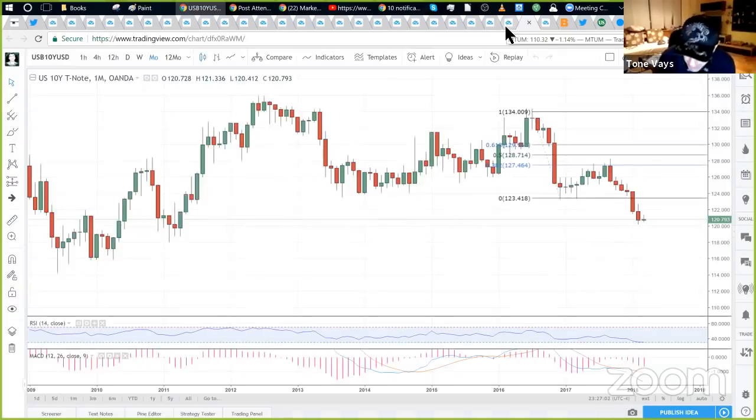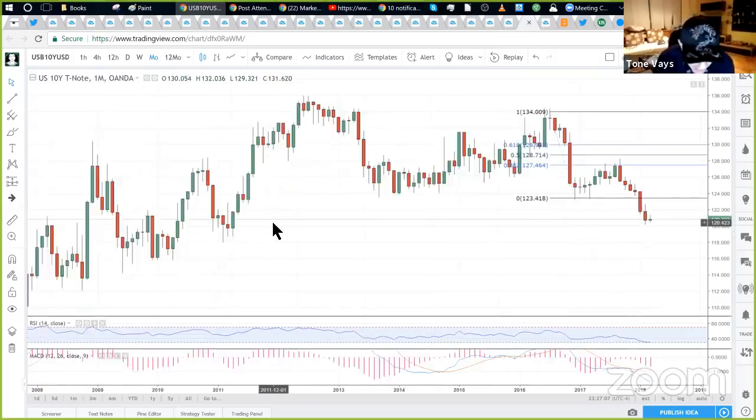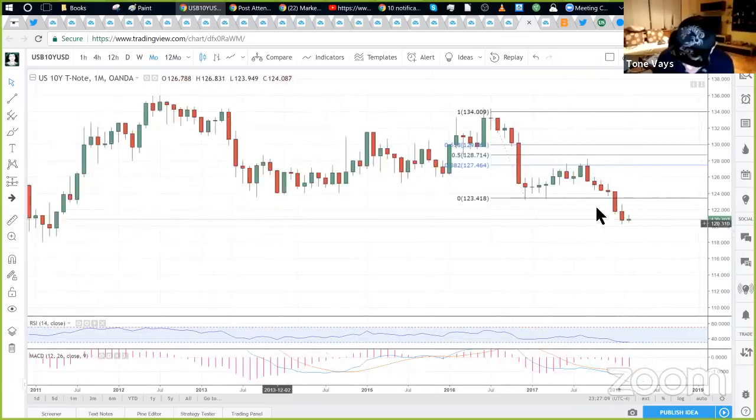Nope, not there. I don't have that many tabs open. It's only 50. Kidding, guys. Oh, this is the monthly chart, right?